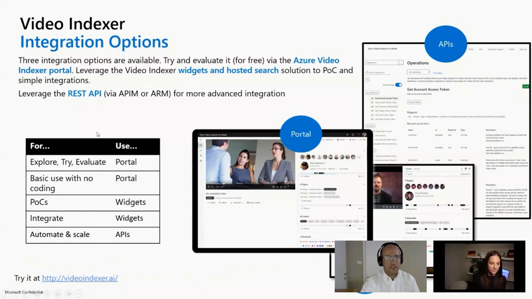So if you're just getting started, as we'll see soon, you can use the portal. If you have basic or low volume video, that's a great experience. When you're trying to do a POC and see if it's a good fit, you want to build it into your application, so you can start using embeddable widgets. That's how many customers embed the Video Indexer widget in their applications. And for those who are going full blast at scale, there's the API option.